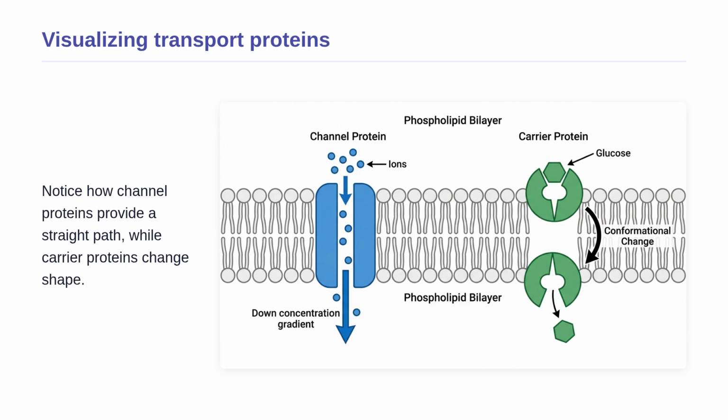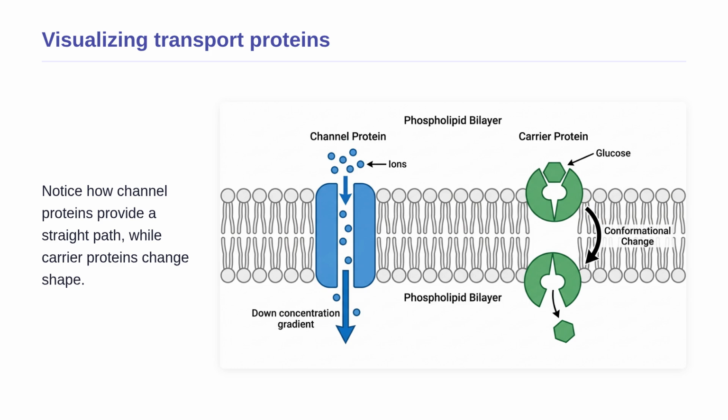Now look at the right side. This is a carrier protein handling a larger glucose molecule, shown as a green hexagon. See how the protein is open to the outside to catch the glucose? Once the glucose binds, the protein undergoes a conformational change. It physically shifts its shape to open toward the inside of the cell, safely releasing the nutrient. Both methods bypass the hydrophobic core completely.